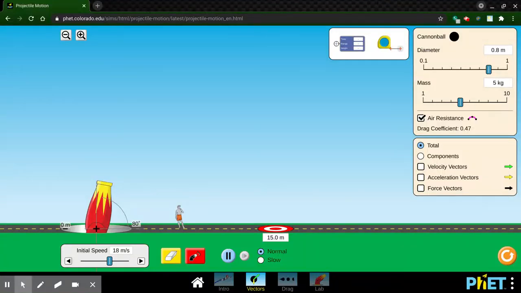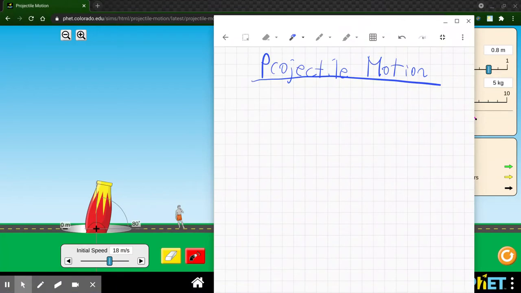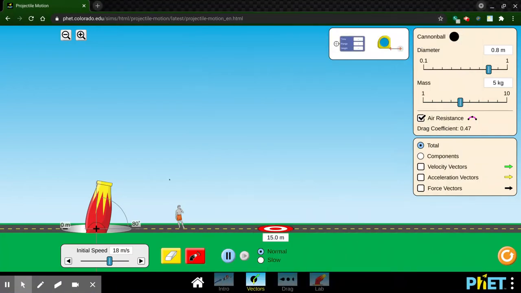This is a quick video to go over what we are studying right now, which is projectile motion. First things first, a projectile is an object that is moving under the influence of gravity only. For the purposes of this first part, I'm going to use this simulator.